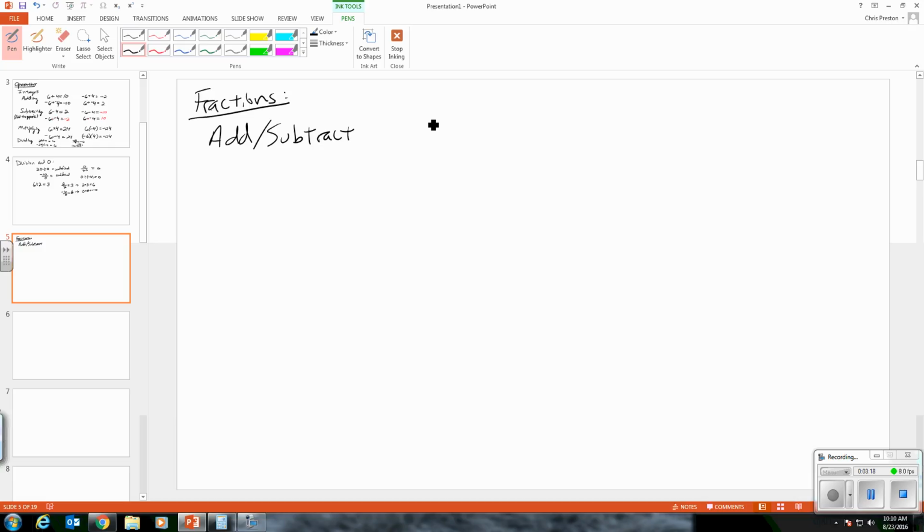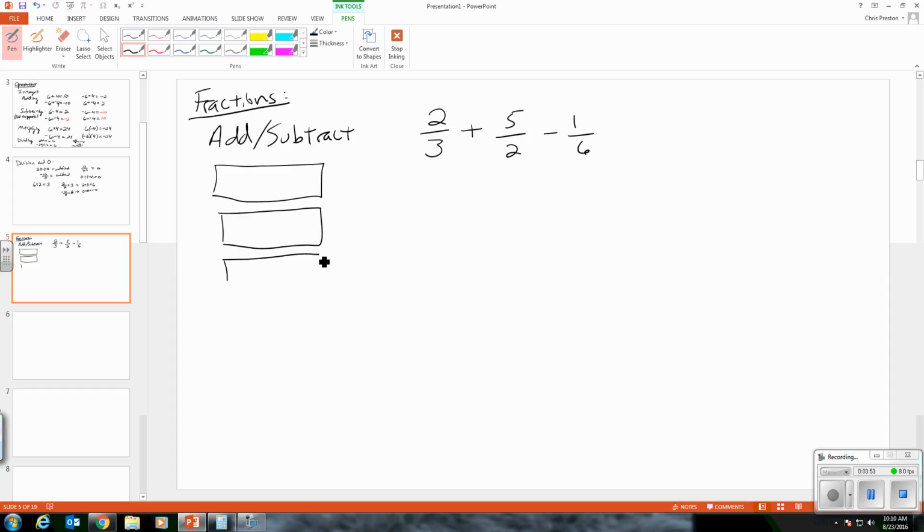So let's say I want to add or subtract fractions, and I'll do both in this problem. Let's say I have 2/3 plus 5 halves minus 1/6. Now, what the bottom tells you is how many pieces a whole is split up into. So if I have a whole, and I'm going to pretend these are all the same size, they're not going to be because I'm drawing them freehand, but imagine these are all the same size.